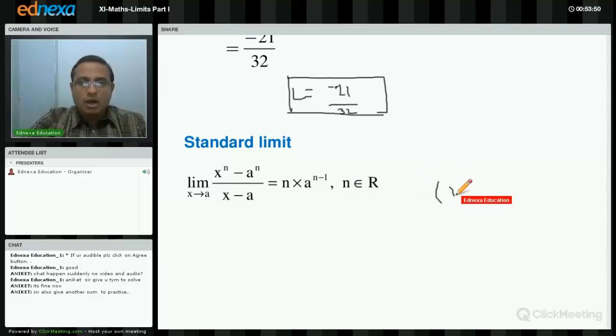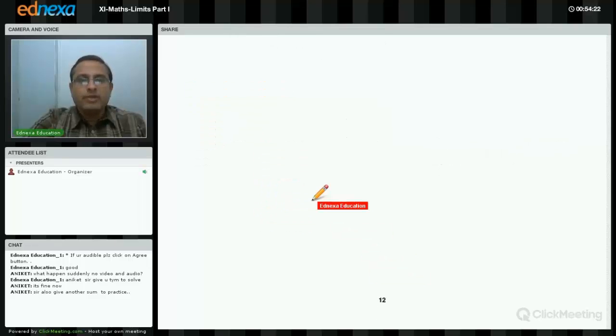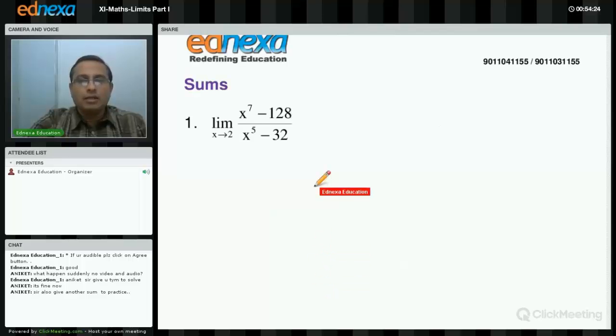Note that this is not (na) raised to n minus 1. See, this is different. What does this mean? This means n raised to n minus 1 into a raised to n minus 1. No, the result is n into a raised to n minus 1. In order to use this result, the function should be in this form only. If the tending value of x is a, it should be x raised to n minus a raised to n upon x minus a. Now we will solve few sums on this particular type.